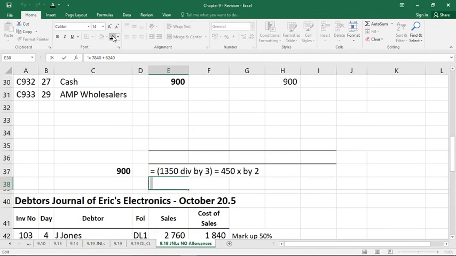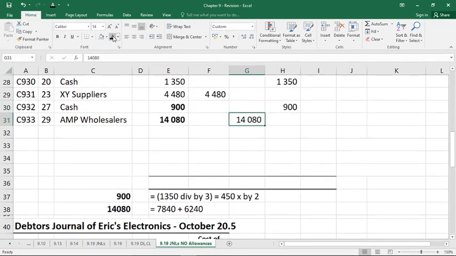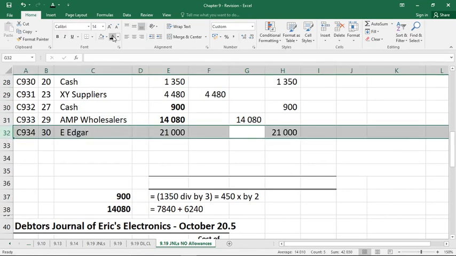So we started the year owing AMP 7,840, and on the 13th, we bought another 6,240 Rand from them on credit. So that means we owe them at the moment 14,080. We are paying them in full, so it can be put there in our bank column, and it's going to be put in creditors control column as well. We have now settled their account. We owe them nothing. On the 30th, paid salary to the shop assistant, Edgar, 21,000. Easy. CPJ, 21,000, and we can put it also to salaries and wages.